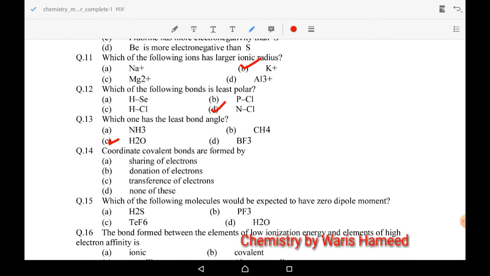Coordinate covalent bonds are formed by donation of electrons. Covalent bonds are formed by mutual sharing of electrons, and ionic bonds are formed by transference of electrons.